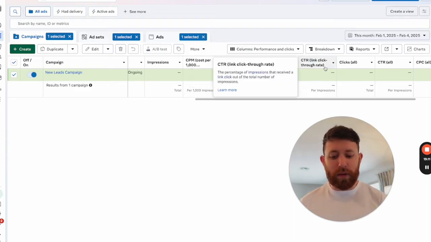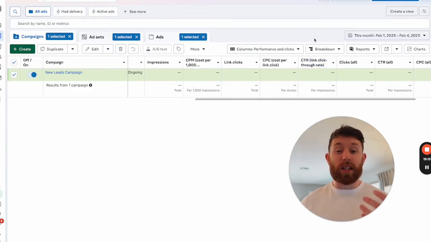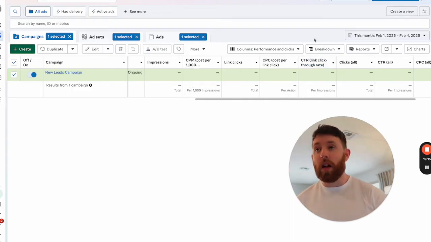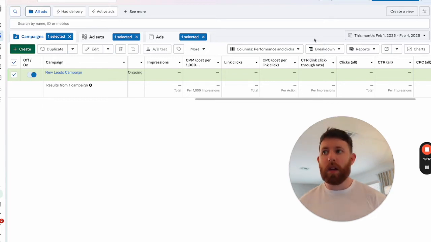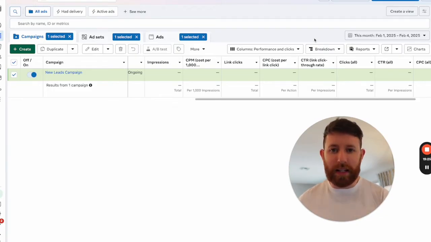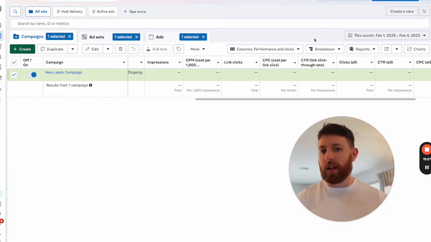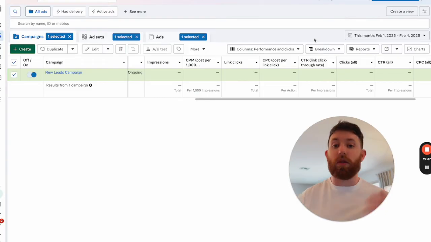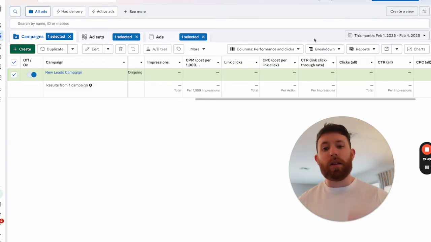So with link click-through rate, what this is telling us is it's going to give us a percentage. It might say like 1.26%. What it is saying is what percentage of people who see your ad click on the button, or if there's a link inside the copy, click on the link and go to where you want them to go. This is not people who like, this is not people who comment, this is not people who share, this is not people who stop scrolling, who watch the video or do anything like that. This is the action takers.